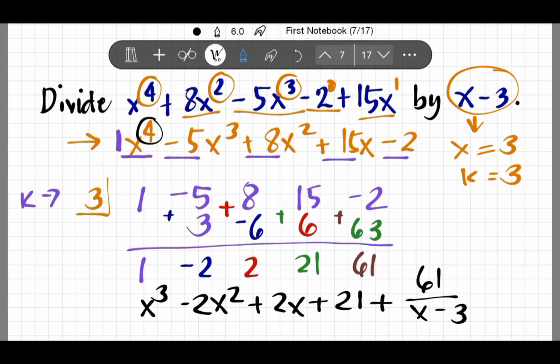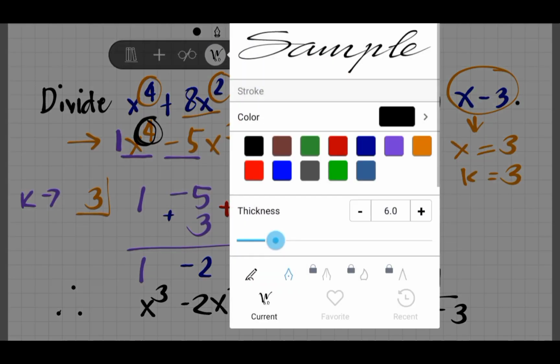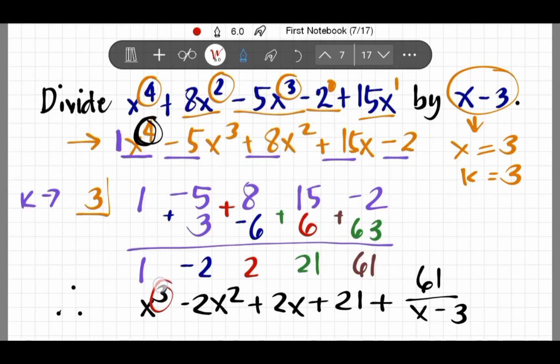So, let me reiterate to you why this is the quotient. So, since we started with the power of 4, the quotient will start with the power of 3. And, dire-diretso na, pababa na ang exponent niyan. So, it will be from 3 to 1, 0, and then this is the remainder. Okay? So, let's remove it.